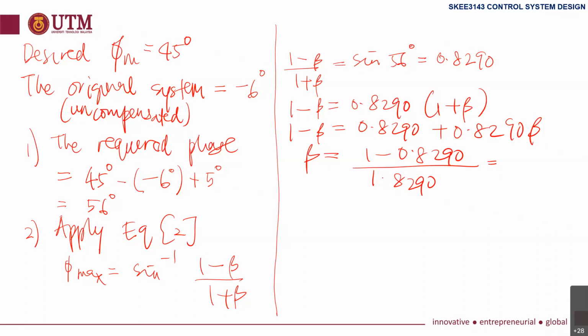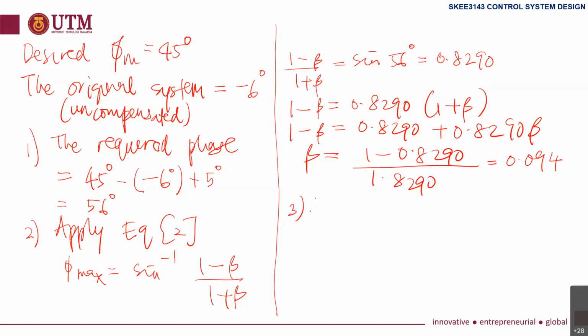Please let me know if I make a mistake. Zero point 0.094. That is beta. Beta should be less than 1. We obtain 0.094. Let's proceed.